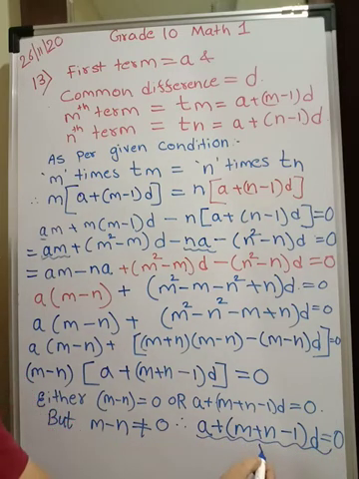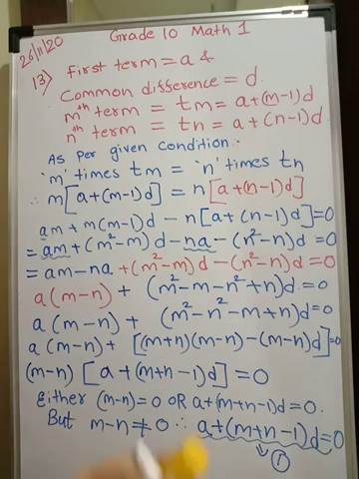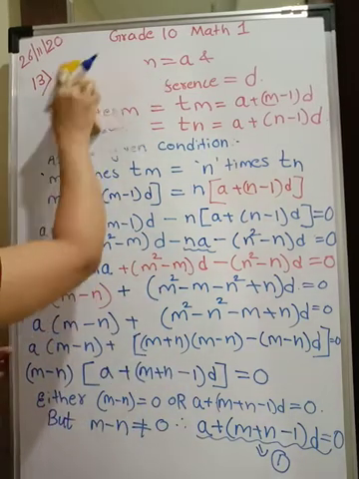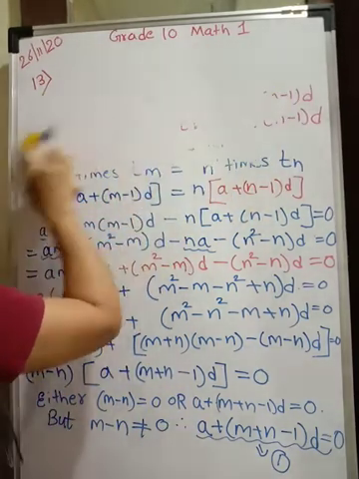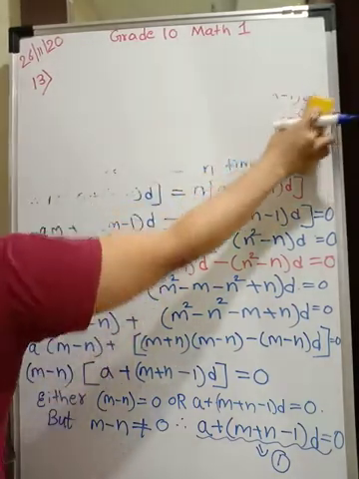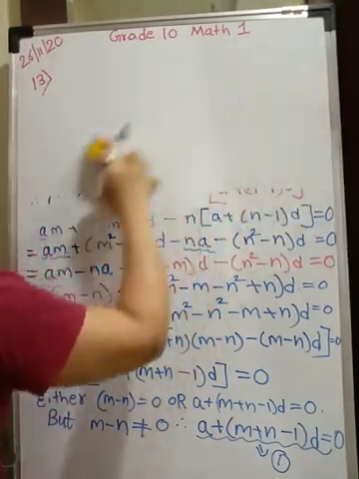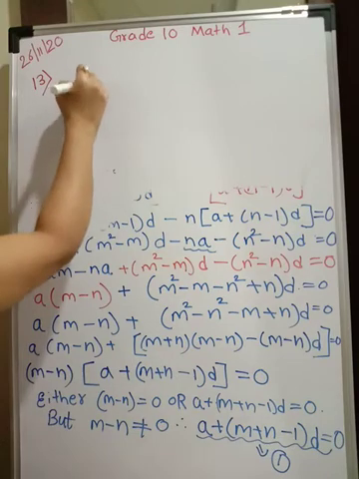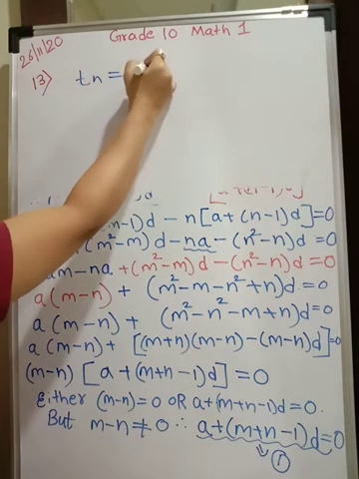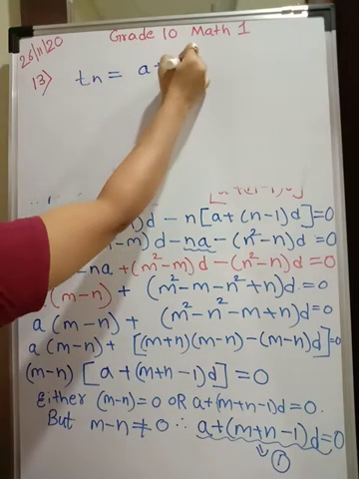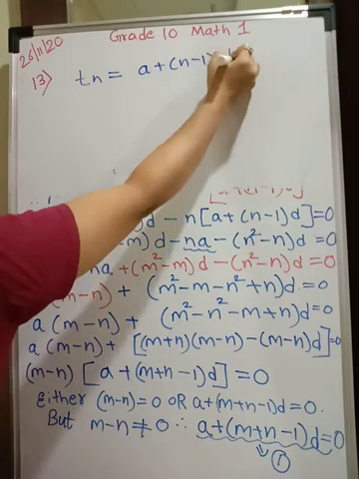Okay. So you mark this, for example, as 1. I don't have place over there. You mark it as equation 1. Now coming back to our problem. Last step of this proof now. We have to show what? First you tell me what is Tn. Tn is equal to a plus n minus 1 into d.